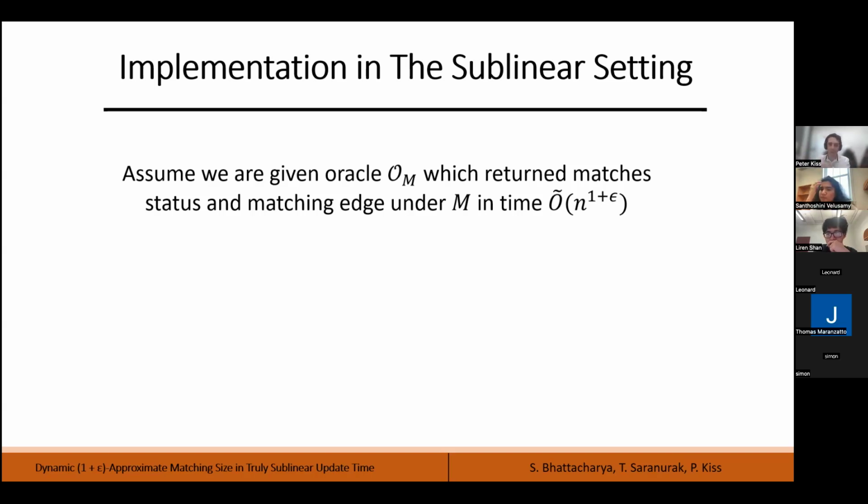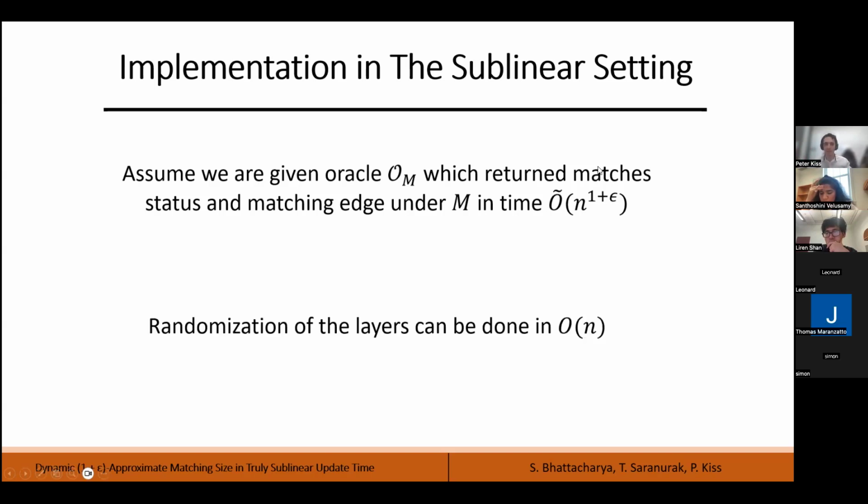Say we are looking for augmenting paths of length 3 or 5, whatever we chose. We have an oracle for the previous matching we have calculated. If it's a greedy matching, we can pick one from the literature which runs in roughly n time, which was the requirement of this hidden matching lemma. Also, a slight comment: the randomization of the layers is just O(n) time because we just pick a random value for every vertex.